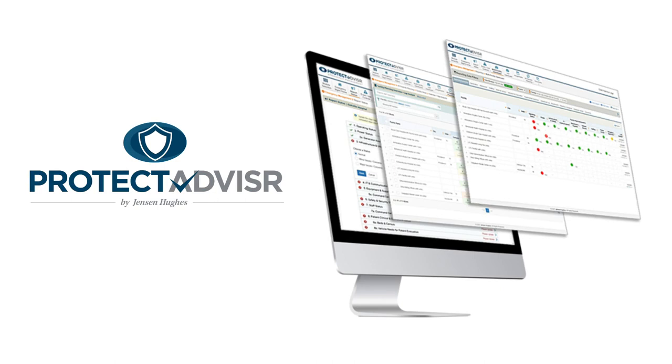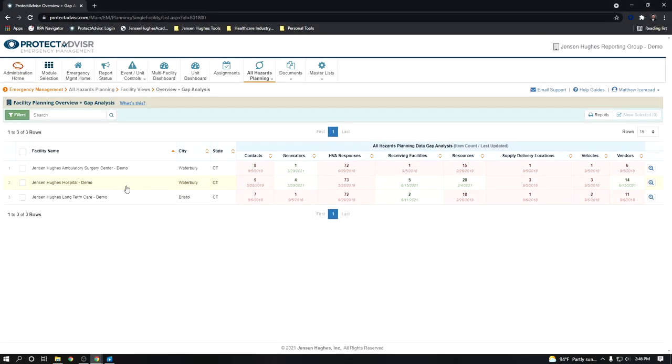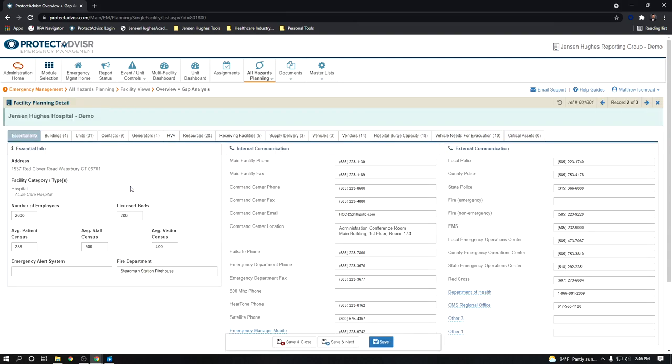ProtectAdvisr is one of our solutions aimed at assisting healthcare organizations and healthcare coalitions on a holistic approach to emergency preparedness and response. ProtectAdvisr is built around the four phases of emergency management, starting with preparedness and mitigation.